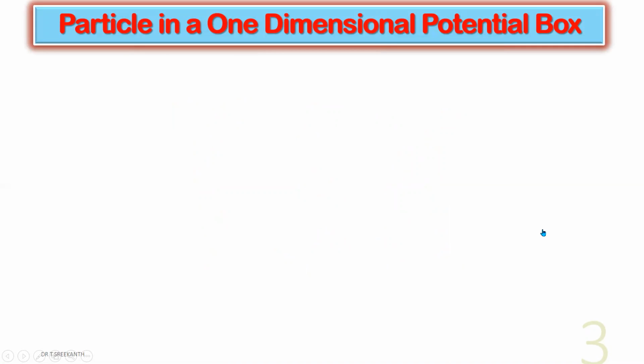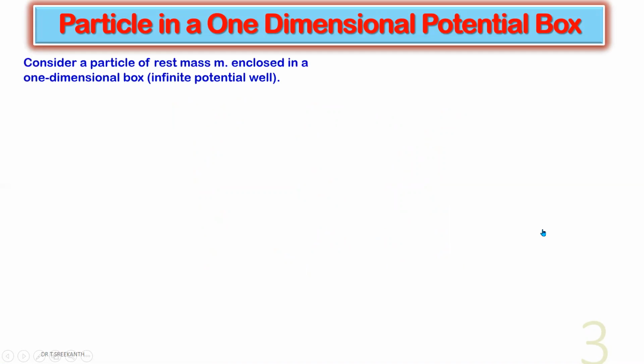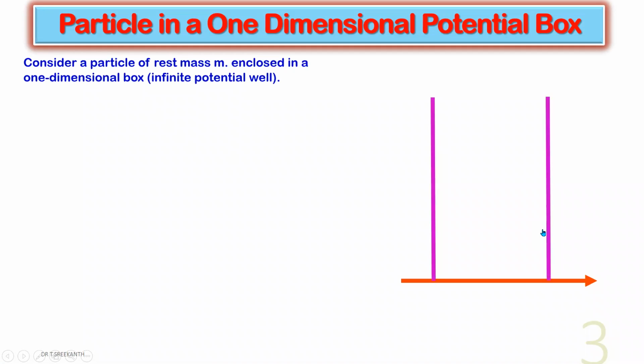Hi, today we are going to discuss particle in a one-dimensional potential box. Consider a particle of rest mass m enclosed in a one-dimensional box. The particle is present along the x-axis, where the potential box's first boundary exists at x equal to 0 and the second boundary exists at x equal to L.